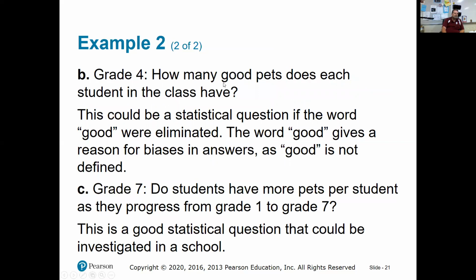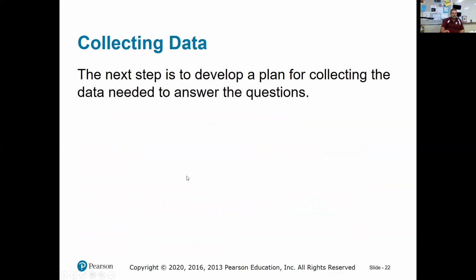Okay, fourth grade. How many good pets does each student in the class have? Okay, what does the term good mean? Okay, that makes it biased. Do students have more pets per student as they progress from grade 1 to grade 7? Okay, now this is solid. You know what you're talking about. You're looking at the numbers of pets as they grow older. A much better question. Okay, so you want to be clear on the questions that we have.